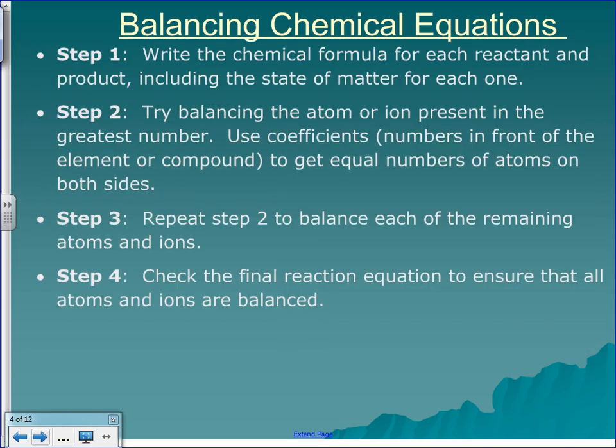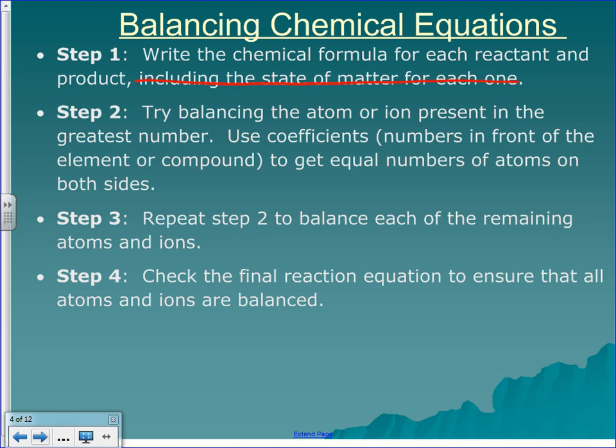So when you're balancing a chemical reaction, we've kind of talked about these steps, but at least now you kind of have them in your notes. Okay. The first thing is that you write the chemical formula for each reactant, and if you have them, the products. Okay, including the state of matter. You don't have to write that. Take that off. You don't have to write the state of matter. Okay. Step 2, try balancing the atom or ion present in the greatest number. Okay, and we've always said that that's how you do the balancing. You start with whatever's present in the greatest number and go with that.